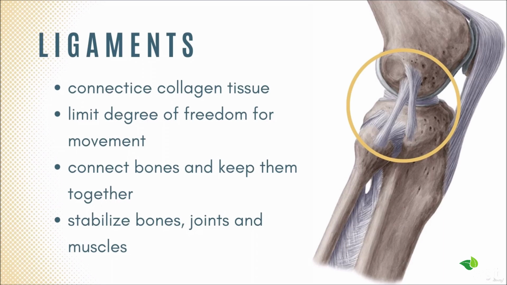Now to the ligaments. There are more than 900 ligaments in the human body. They are basically connective collagen tissue and are responsible for limiting the degree of freedom for movement. They also connect bones together and keep them in place. So they basically stabilize bones, joints, and muscles all together. For example, the knee has 4 ligaments that keep it from moving side to side or backwards. The most known ligaments in the human body are the anterior and the posterior cruciate ligament, short ACL or PCL. Generally, ligaments are also important because they keep our organs in place.